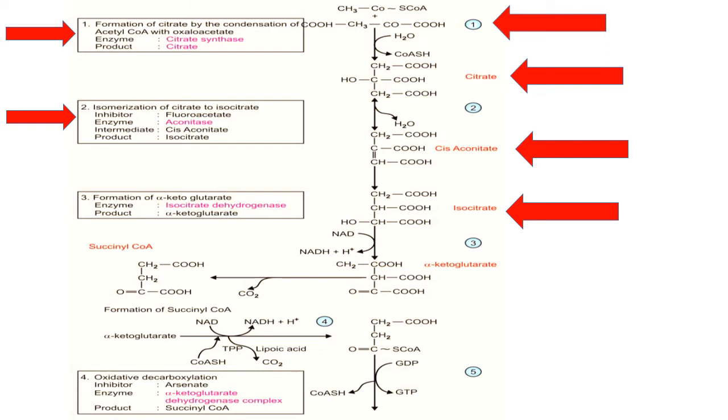In the next step, step number 3, isocitrate is converted into alpha ketoglutarate. The enzyme required at this stage is known as isocitrate dehydrogenase, and this step is an oxidative decarboxylation step. There is a removal of carbon dioxide at this stage. Then this alpha ketoglutarate is converted into succinyl-CoA.